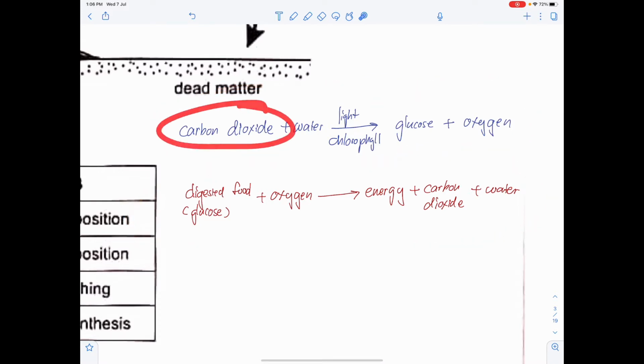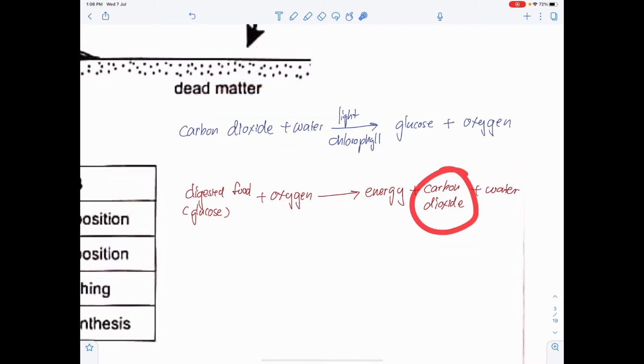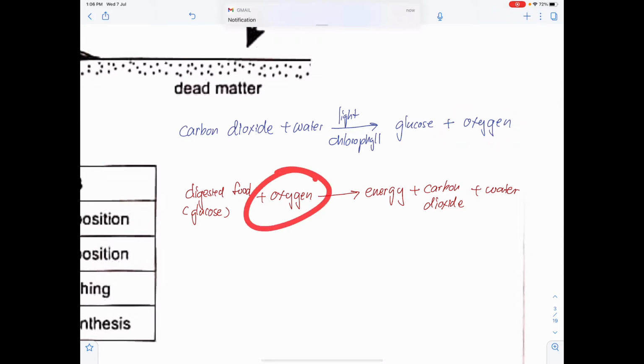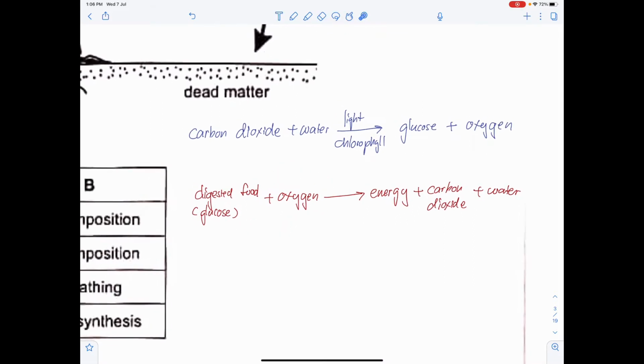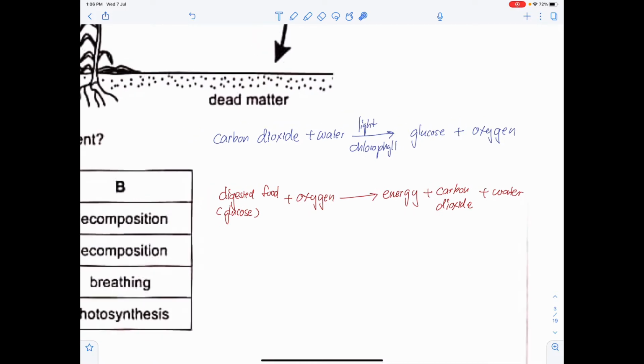Carbon dioxide is taken in photosynthesis but given out in respiration. Water is taken in photosynthesis but given out in respiration. Glucose is given out or produced in photosynthesis, but in respiration you actually need it. Oxygen is given out in photosynthesis, but oxygen is used in respiration. So they are really opposite. By writing this down, you can use it as reference material for all the questions later on.